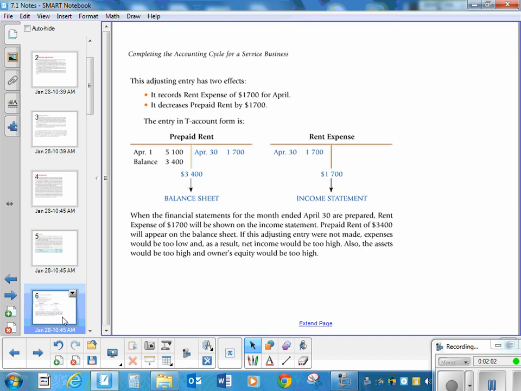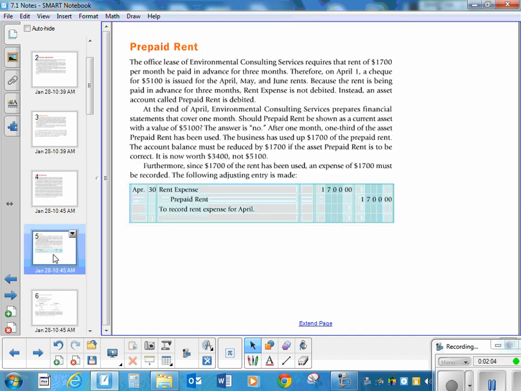Okay, I might have to go back here and make sure, because it looks like the example is going to follow through, so I should explain it to you. It says the office lease of Environmental Consulting Services requires that rent of $1,700 per month be paid in advance for 3 months. Therefore, on April 1st, a check for $5,100 is used for April, May, and June rents. Because the rent is being paid in advance for 3 months, rent expense is not debited. Instead, an asset account called prepaid rent is debited.